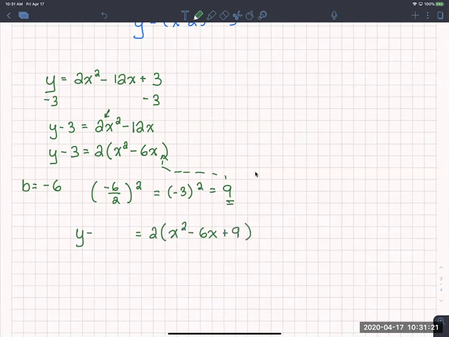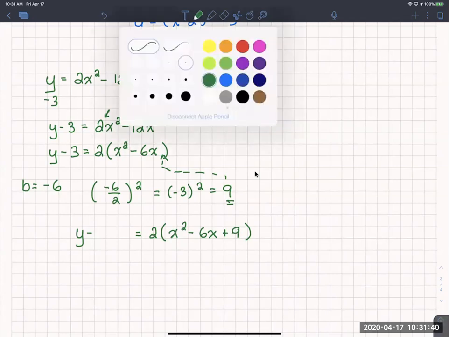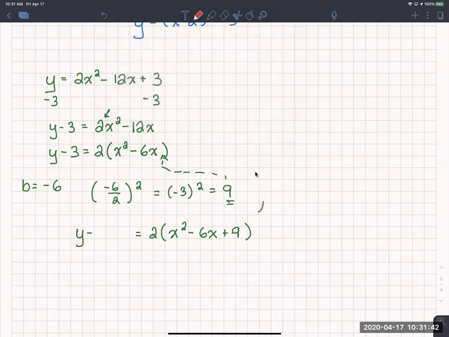Now, I added 9 to the inside, to the right side of the equation. But on the left side, I can't just add 9, okay? Because I'm not really adding 9 to the right side. I'm actually adding 2 times 9. I'm actually adding 18. So if you look at what I'm doing to the right side of the equation, the right side of the equation is actually 2x squared minus 12x plus 18. Okay, does everyone see that?